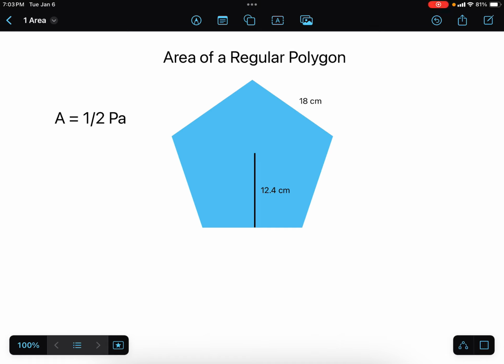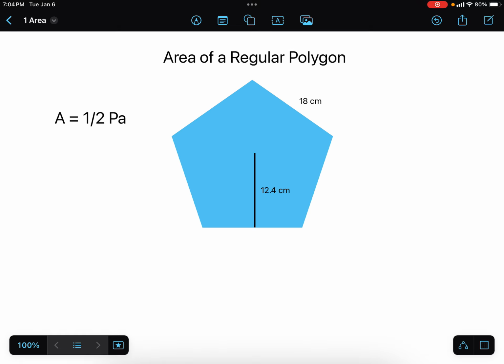This video is kind of an introductory level video about the area of a regular polygon. I will link a more advanced one in the comments here. But this video is to explain the bare bones of how to find the area of any regular polygon.